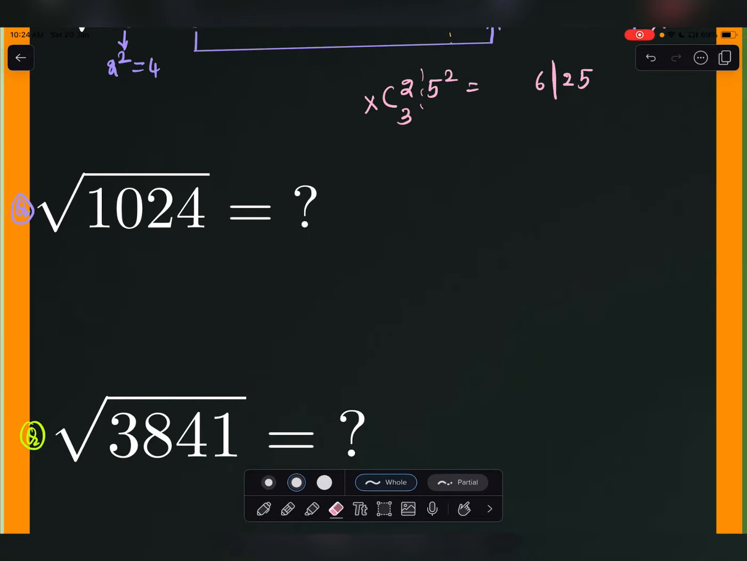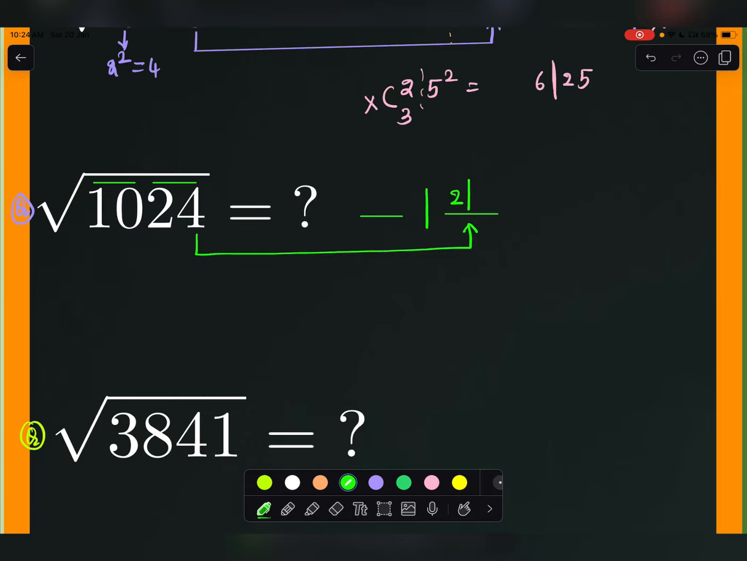Now I'm taking one more example, 1024. So mark the bar on two numbers from right to left here also. We'll get two bars, two pairs of digits only. Your answer is a two-digit number. Now here also we are looking at the rightmost part, right? Any number that ends with 4, when it is a perfect square, its square root always ends with 2.